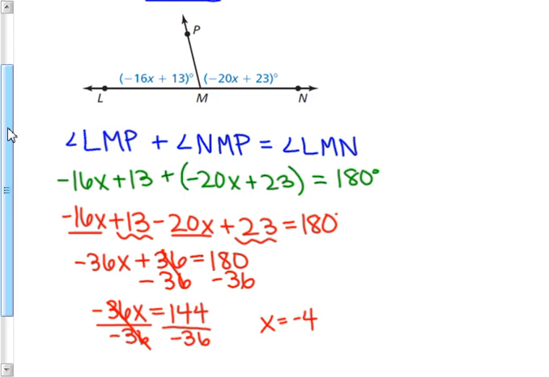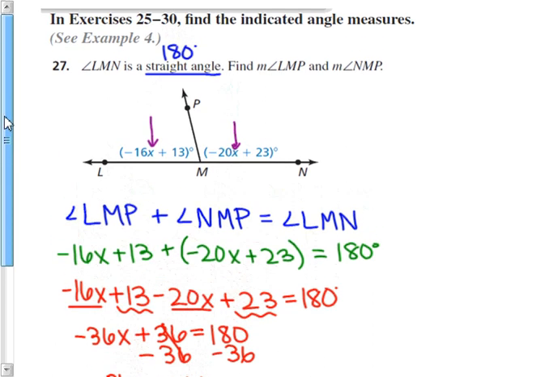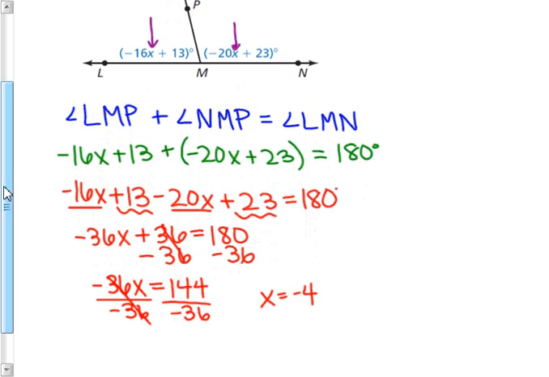All right, but I'm not done yet. I know that x equals negative 4, but I actually have to plug that value back in to my x's here to represent those expressions. I know I have to plug those back in so I can get an actual value for the measures of those angles. So it wants me to find angle LMP first. I'm going to do that first. I'll do it off to the side here.